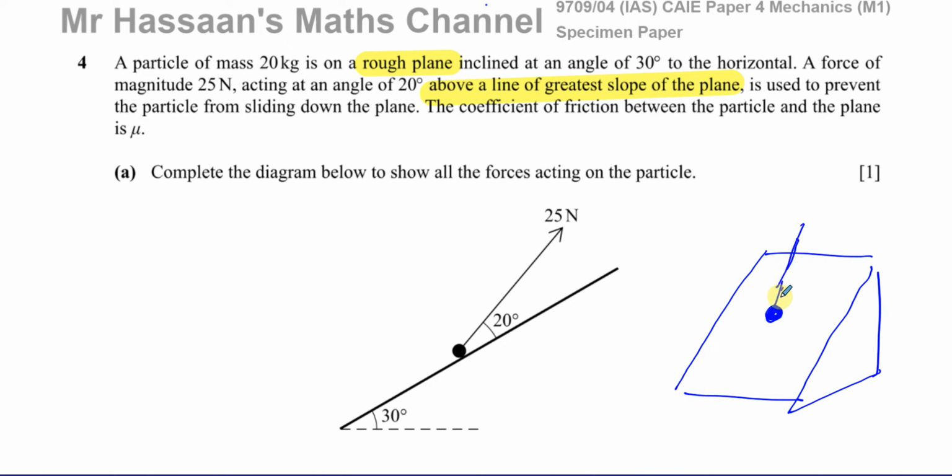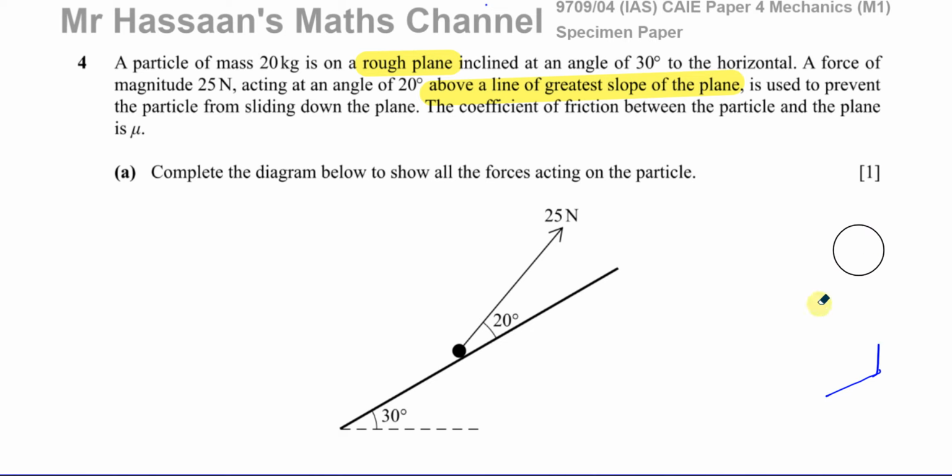Basically what it's saying is that this force of 25 newtons is acting parallel to the plane, straight up the plane, not at an angle. It's not pulling at an angle to the plane. It's the shortest distance up, the line of greatest slope of the plane. So it's pulling it directly along this line, straight up the plane. That's basically how you can understand what that means. As I said, it's not so critical for answering this question, but that's what it means. Right, so now part A, 1 mark: draw the forces acting on the particle.